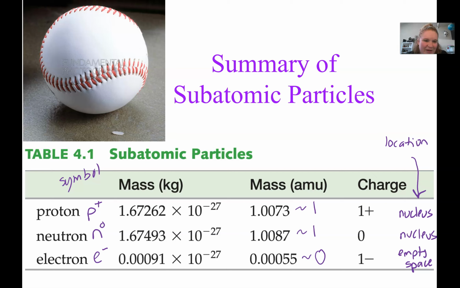Now there is a little graphic on here, a baseball and a grain of rice, and the comparison is that if a proton were the size of a baseball, then an electron would be the size of a grain of rice. So again, we're using these analogies to help us understand something that is just incredibly small.